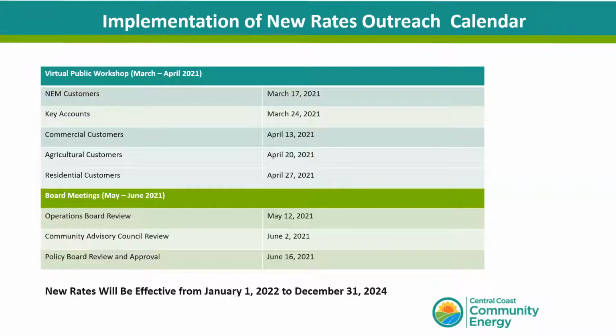In terms of our process for getting approval on these changes finalized, it's going to begin in May with a review by the operations board. We will then take it to the Community Advisory Council, who can also have an opportunity to review what's been designed. And then finally, our policy board will review and provide that final approval in June.